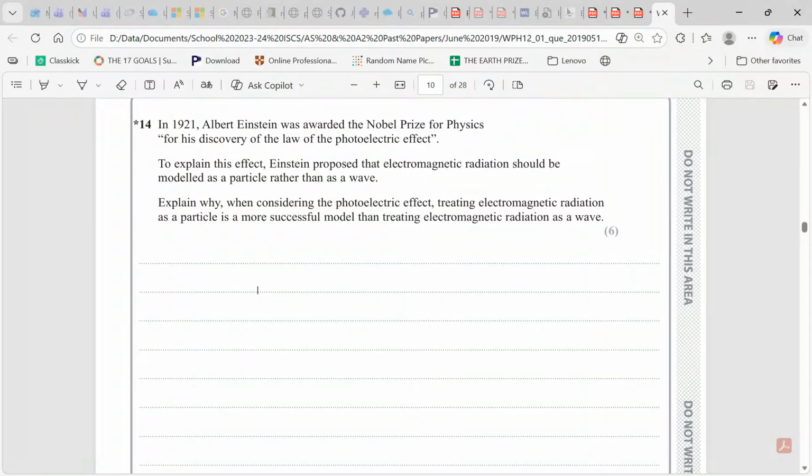Let's start the question. In 1921, Albert Einstein was awarded the Nobel Prize for Physics for his discovery of the law of the photoelectric effect. To explain this effect, Einstein proposed that electromagnetic radiation should be modeled as a particle rather than as a wave. Explain why, when considering the photoelectric effect, treating electromagnetic radiation as a particle is a more successful model than treating electromagnetic radiation as a wave.